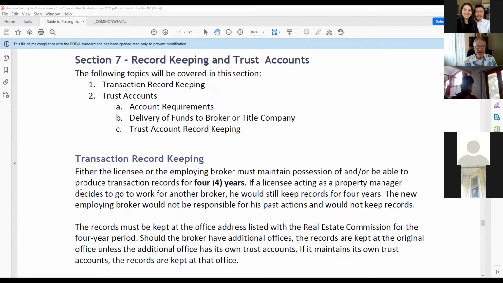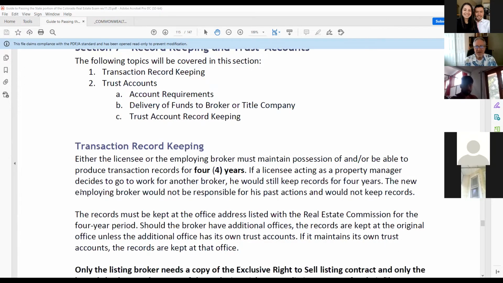All right, let's get into record keeping and trust accounts, section 7. This is the participation part. I'd like to see your smiling faces so I know you're getting this stuff, and ask questions along the way. So get your calculators out. We're going to be doing some math here and learning how to do it. Remember, we're responsible for the closing, so I'll make sure that you know how to do this.